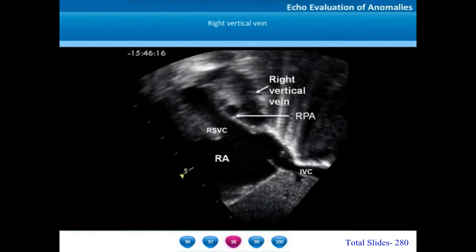This is a still frame from the subxiphoid short axis view. You find that there is a dilated right superior vena cava entering a dilated right atrium. The inferior vena cava is much smaller than the superior vena cava. Posterior to the RSVC, there is a large right vertical vein. This right vertical vein courses posterior to the right pulmonary artery, ascends up in the superior mediastinum, and then enters onto the posterior wall of the right superior vena cava.